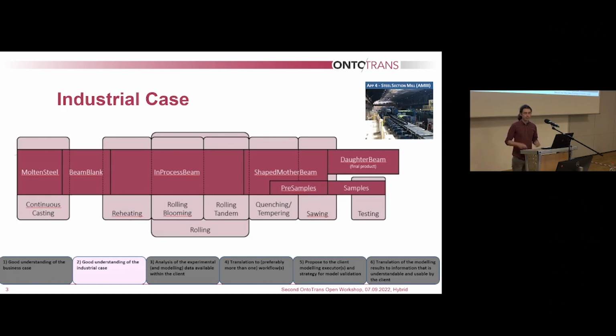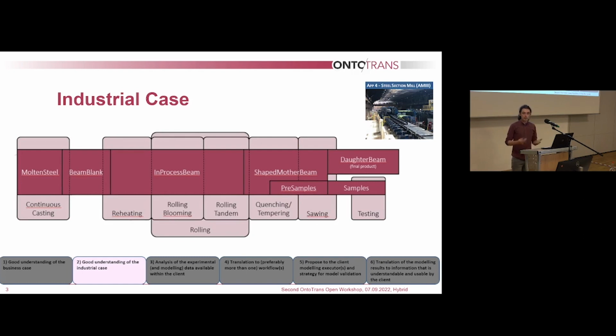So the second step is to gain a good understanding of the industrial case. You've seen this diagram or similar ones for the previous use cases. We see here that we start off with molten steel, which turns into a beam blank, then that is rolled through two rolling processes, the blooming and the tandem, and then this is quenched and cut and sawed into daughter beams and beams that are used for testing. And we see there also all the processes acting on this beam.